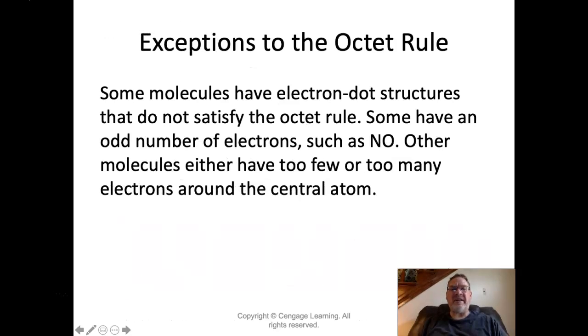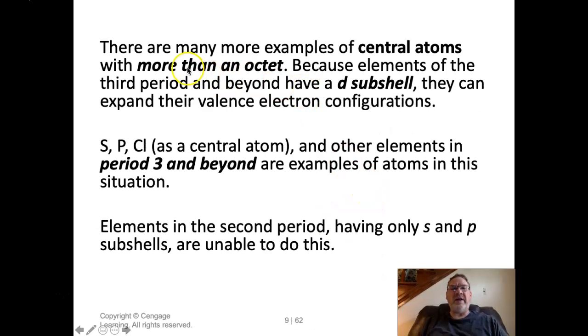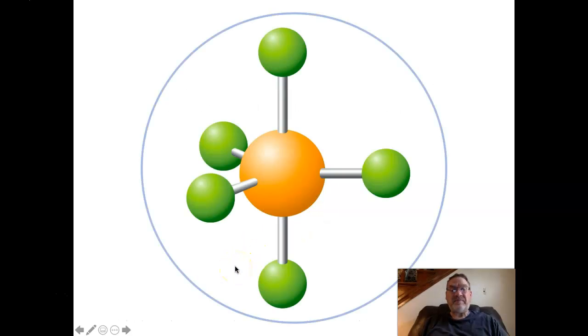There are some exceptions to the octet rule. Most of them have too few. The majority, we have what we call the expanded octet. The key with this, they all exist in the third period. They all have a D subshell. Okay, so that's the thing to remember when you've got a central atom that can have this expanded octet, like phosphorus pentafluoride here. Note 2, 4, 6, 8, 10 electrons. And you see the structure, the model of this.